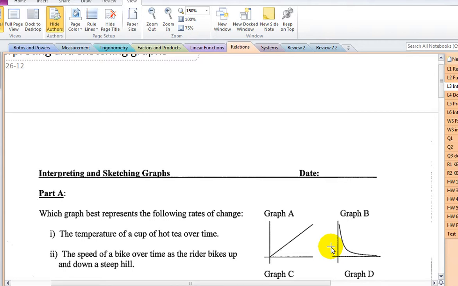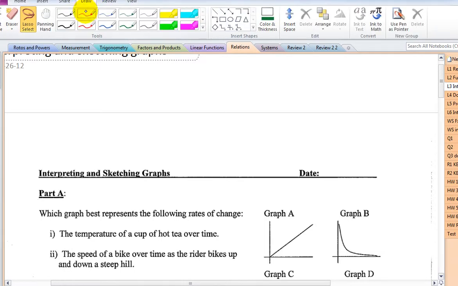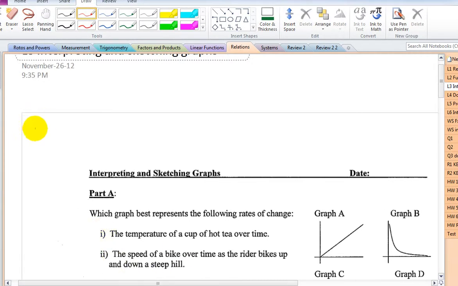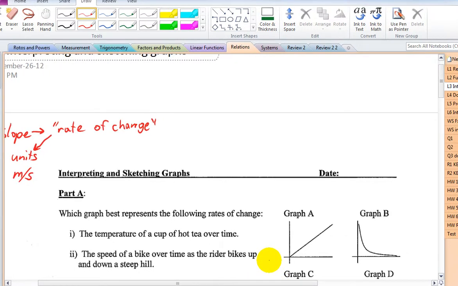Easier for you. Okay, so interpreting sketching graphs. One thing to look at here is what's happening with our slope. Last year, we didn't use the word slope. We used the word rate of change. And that's what we're going to focus on for today's lesson: the rate of change and what it means. For your rate of change, you really want to look at your units. For example, meters per second will be telling you speed. So you want to look at your units because they're going to be descriptive for you as well.